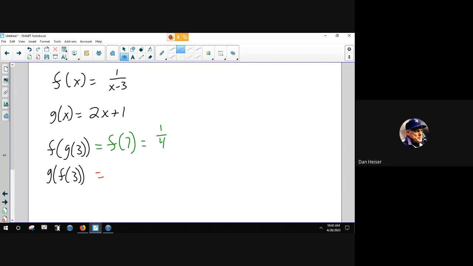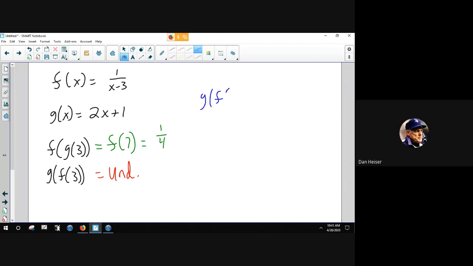Moving on to g of f of 3, we're going to have a problem. f of 3 gives us 1/0. 1/0 cannot be computed. Not every single composition is possible. So we have a situation here where it's undefined. One way works. f of g of 3 works. But g of f of 3, no, does not work. Now that does not mean g of f of anything fails.